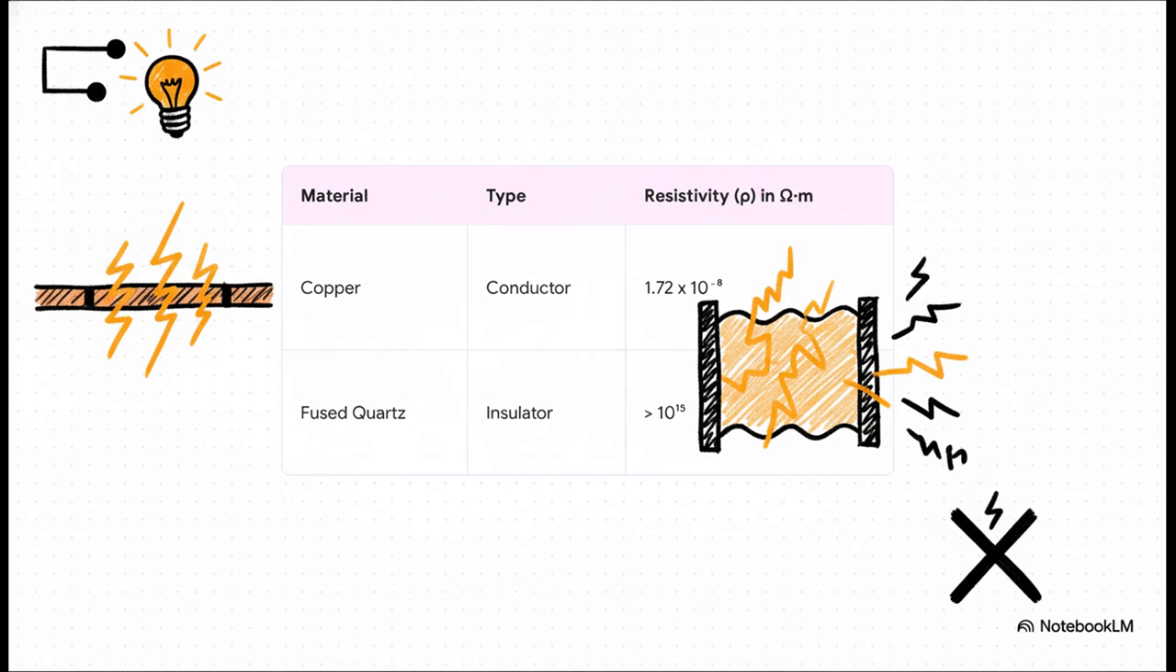And wow, this table really drives home how much that first factor, resistivity, matters. Just look at these numbers. Copper, which we use for pretty much all our wires, has an incredibly tiny resistivity. It basically lets electricity flow right through. But then look at fused quartz, an insulator. Its resistivity is, well, it's astronomically higher. It's a number so big, it's hard to even imagine. And that is exactly why we wrap our copper wires in plastic or rubber, to keep that electricity contained and going only where we want it to.